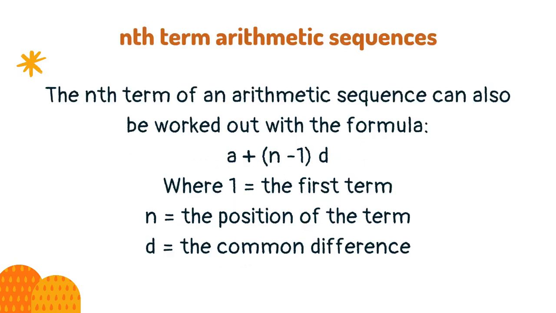The nth term of an arithmetic sequence can also be worked out with the formula a plus n minus 1 times d, where a is the first term, n is the position of the term, d is the common difference.